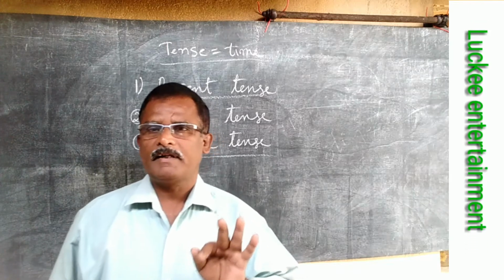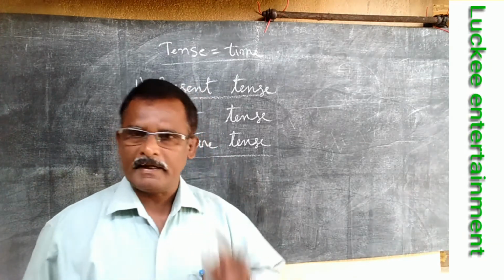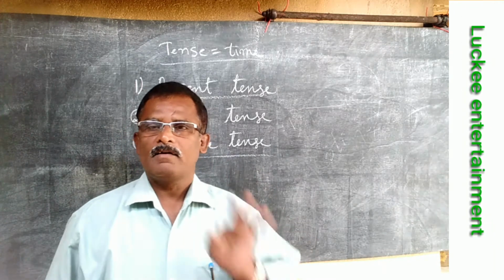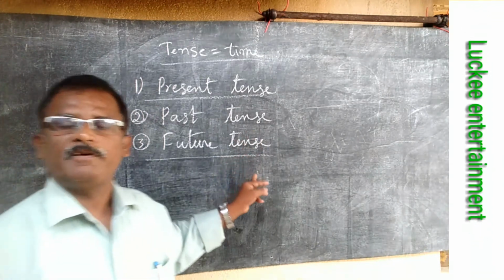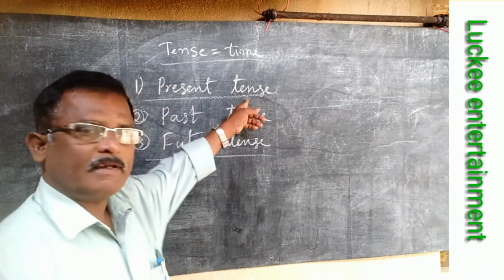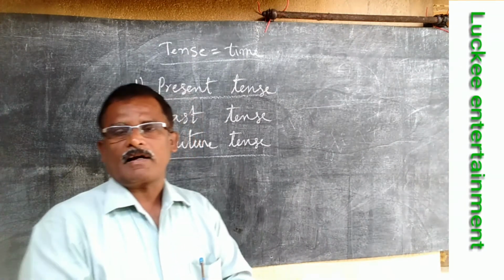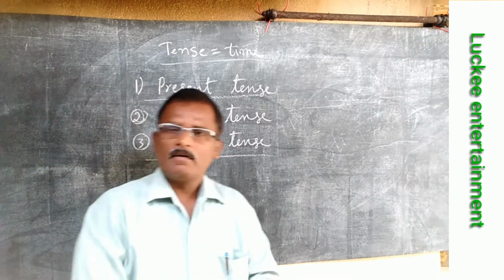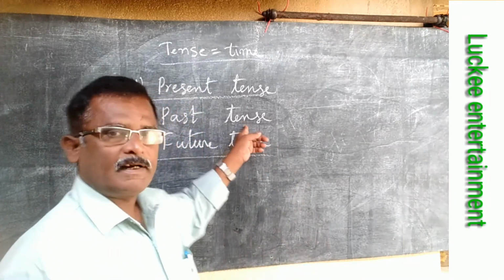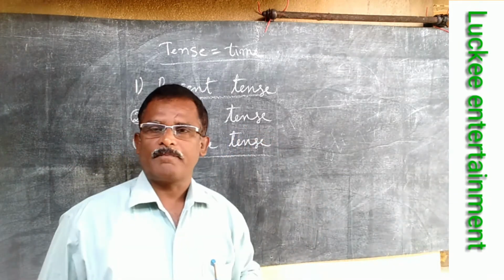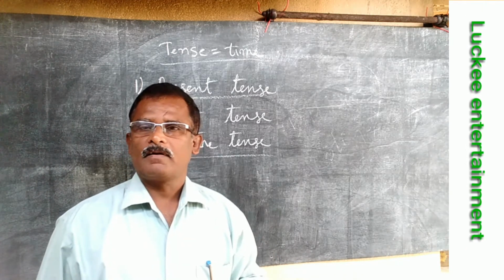How many tenses will be there in all languages? There will be only three tenses. Ye bhashalo aina mukhyanga moodu kaalalu untai. Present tense, past tense and future tense. Present tense ante emi? Vartamana kalam. Present tense is related to present time. Past tense is related to past time. Future tense is related to future time.